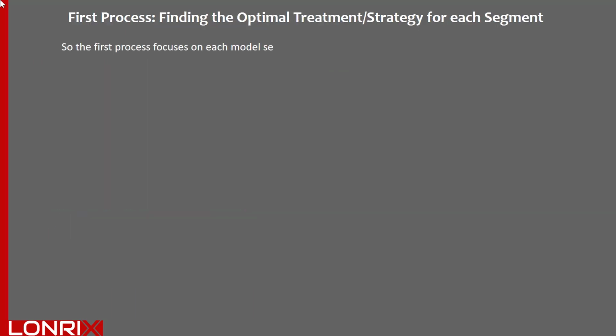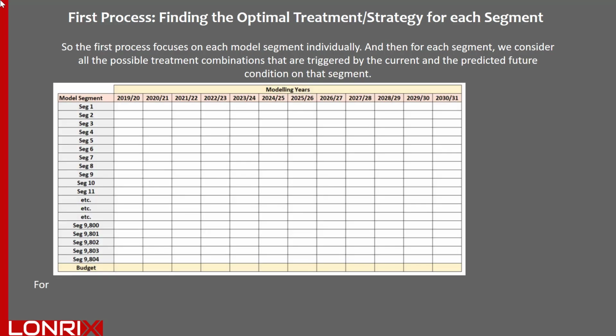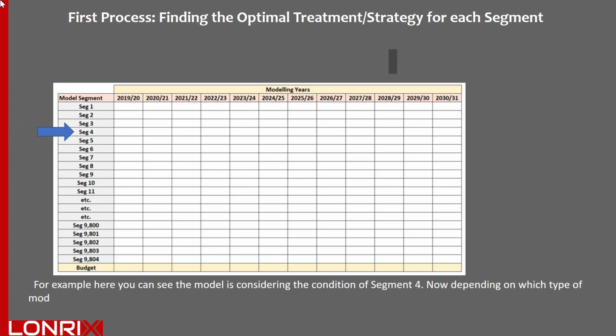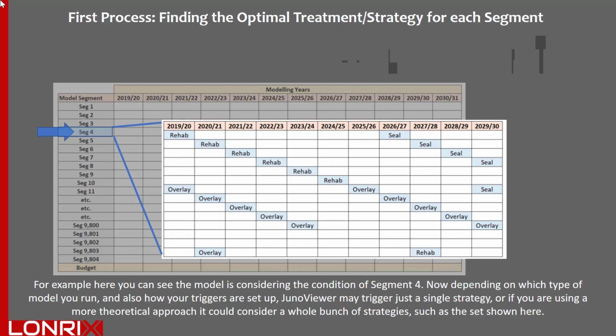So the first process focuses on each model segment individually, and for each segment we consider all the possible treatment combinations that are triggered by the current and predicted future condition on that segment. For example, here you can see the model is considering the condition of segment 4. Now, depending on which type of model you run and also how your triggers are set up, JunoViewer might trigger just a single strategy, or if you are using a more theoretical modeling approach, a whole bunch of strategies such as the set shown here.